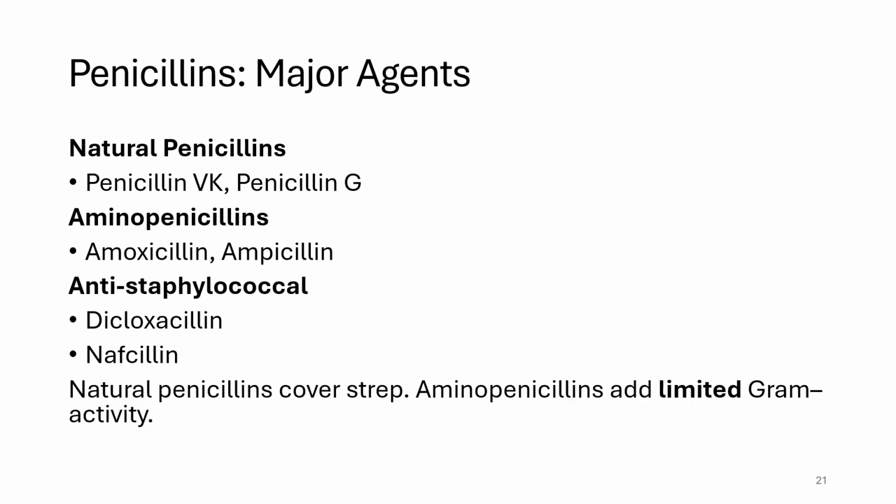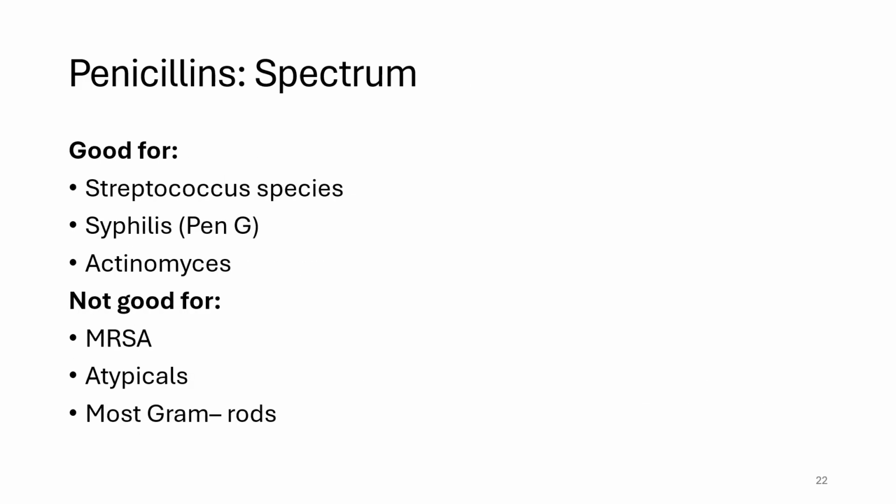Aminopenicillins broaden coverage slightly to gram-negative organisms, while anti-staphylococcal agents specifically target staph. So this reinforces why choosing the right penicillin depends on knowing the organism and the resistance pattern. So let's look a little more closely at the spectrum of activity for penicillins, meaning what they're good at covering and what they're not good at.